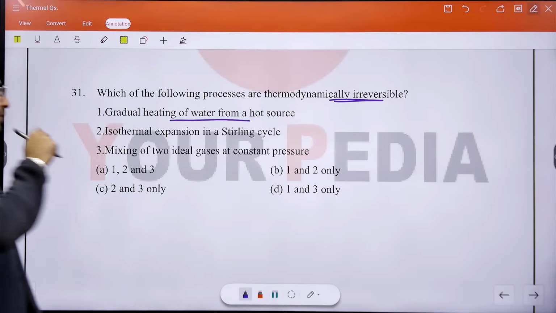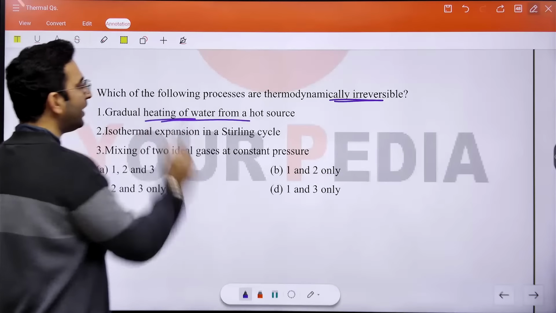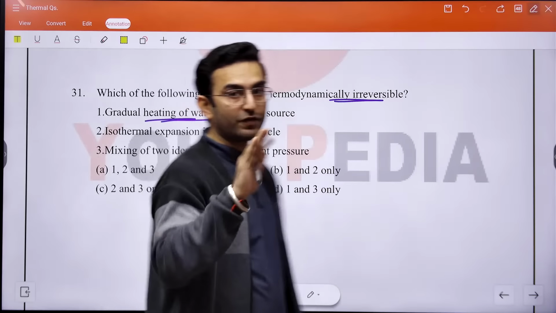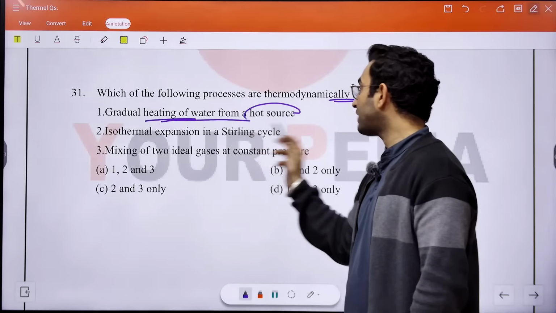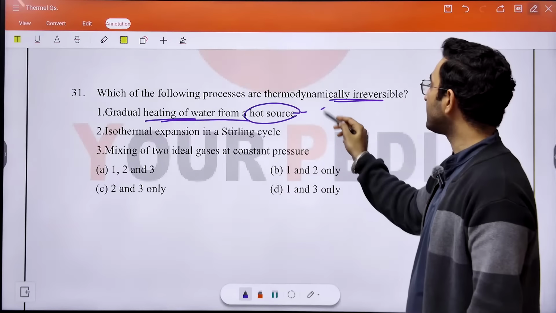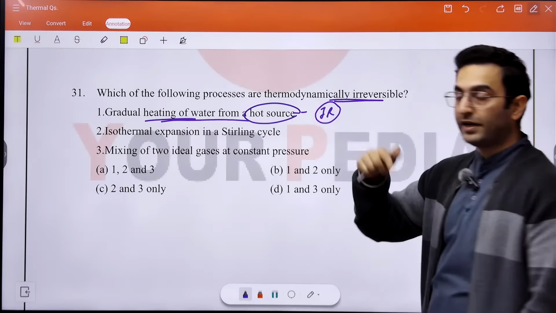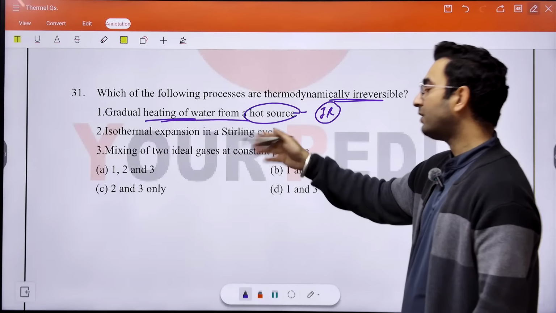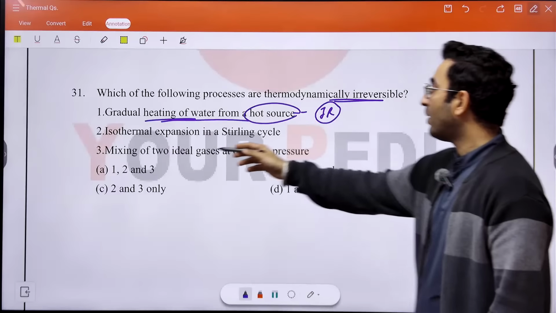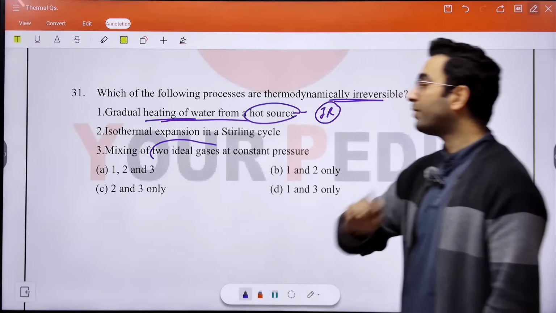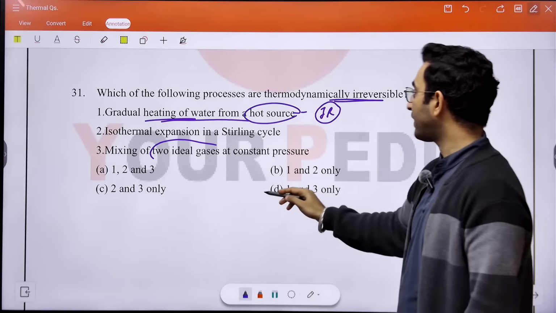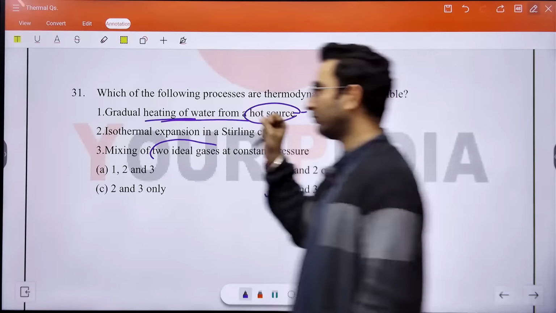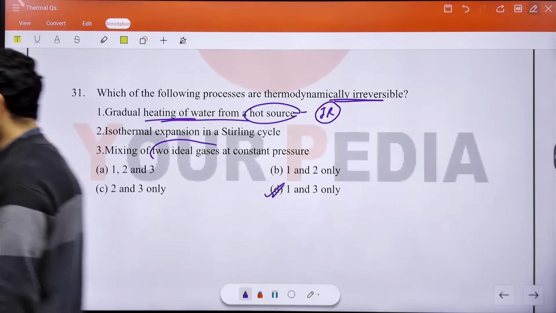Just don't worry. Okay. In this case, if you just see, we are gradually heating the water here. Gradual heating of water is taking place through a finite temperature difference because we don't know whether the hot source temperature is high or low. So I can say it is an irreversible process. Heat is transferring through a finite temperature gradient. That is why. Isothermal expansion in a Stirling cycle, that is a reversible process. Mixing of two ideal gases is always going to be considered as an irreversible process here. So you can see 1 and 3 are going to be the correct answer here. Okay. Option number D will be the correct answer here. 1 and 3.